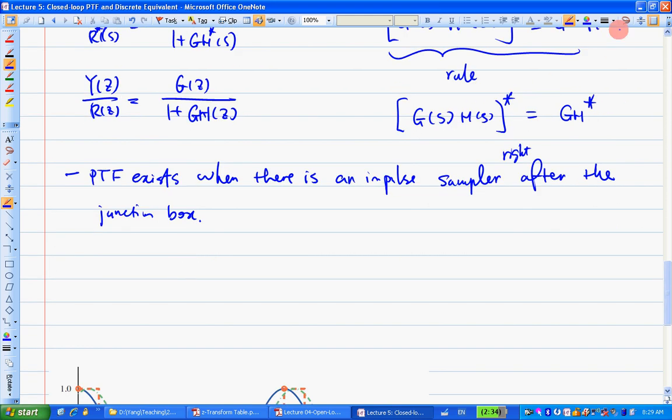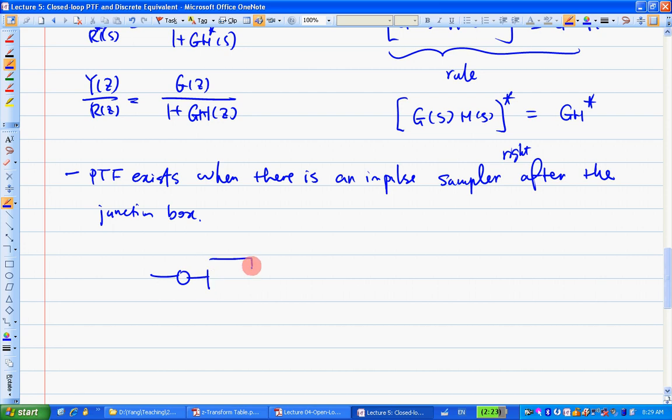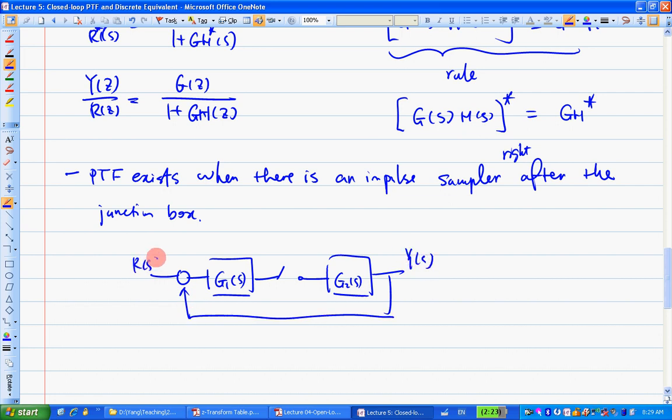For example, if you have a closed loop system like this, and the impulse sampler is not right after the junction box here, it's somewhere here, there is a block here. Now, if the question asks you, can you derive this y of z over r of z, you actually don't have to spend any time doing that. You can try, but you won't be able to obtain a specific ratio. You can get y of z equal to something, but you won't be able to take out this ratio. So it does not exist.